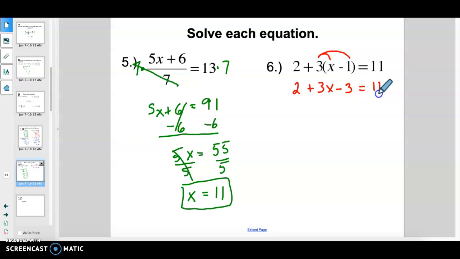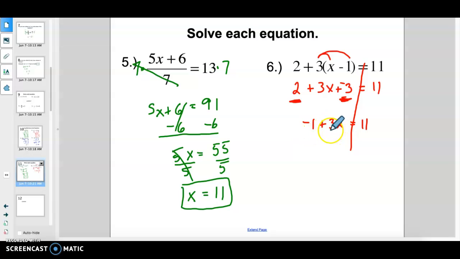And then equals 11. On the left side of the equation, 2 and a minus 3 are like terms, so I could combine those together. Personally, I'm going to write this as a plus negative 3 because adding is easier for me with combining like terms. So 2 plus negative 3 is negative 1. So I've got negative 1 plus 3x equals 11. Notice I combined like terms because the 2 and the 3 were on the same side of this equals sign. The 11 is on its own side, so I can combine the parts that are on the same side of the equal sign together.